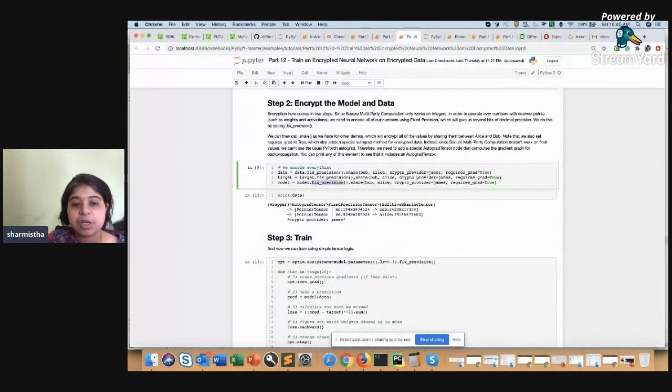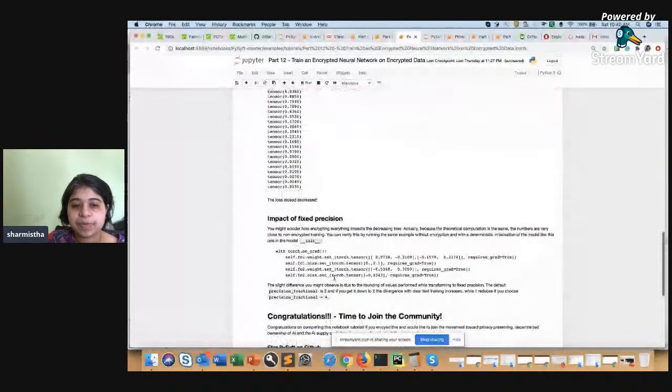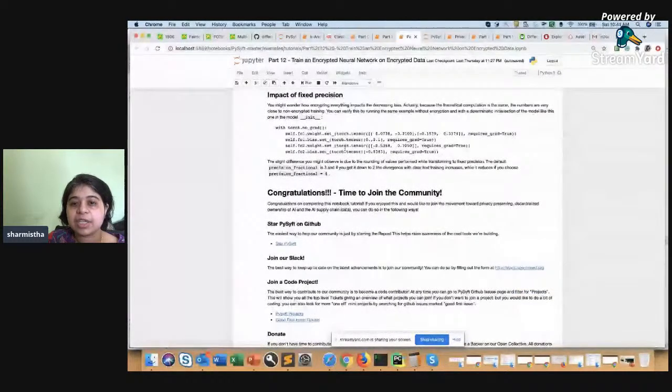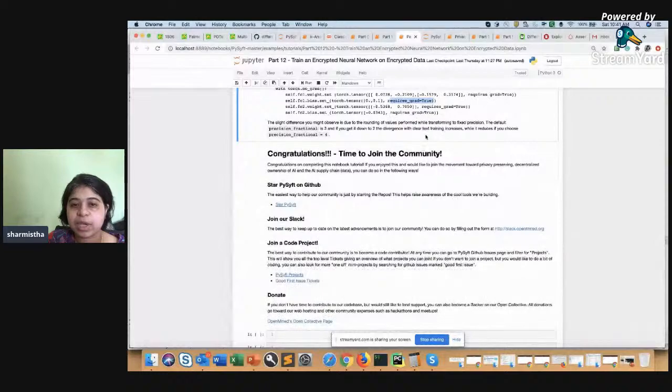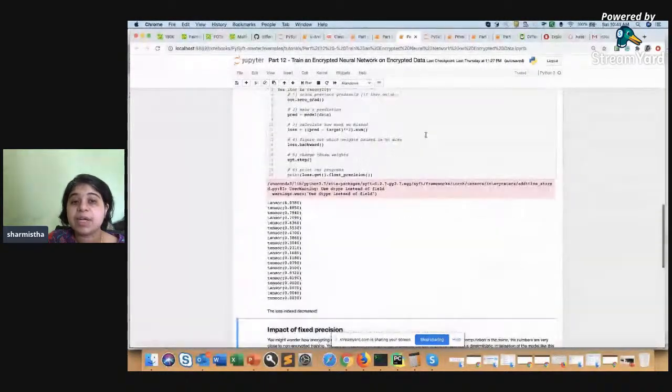So fixed precision, and see that this is the auto tensor, and you will see they have the PyTorch autograd. PyTorch autograd is a kind of gradient descent, so underneath it will be using that to train your model. Impact of fixed precision, you'll see whatever I had discussed. It requires grad. You have to set it true, and it's underneath doing it, and that builds your encrypted model with encrypted data set.